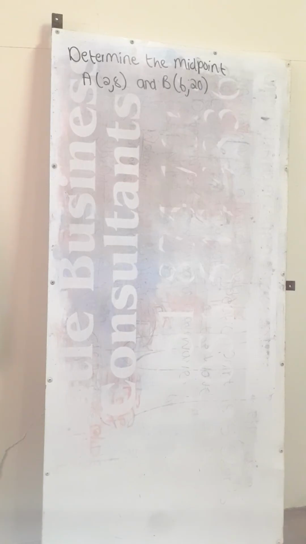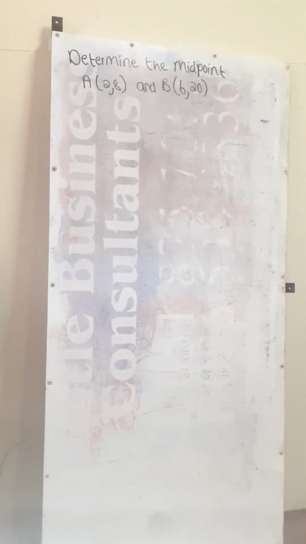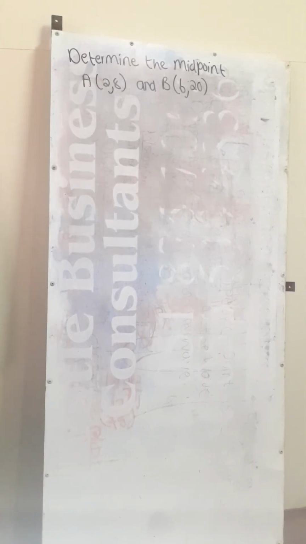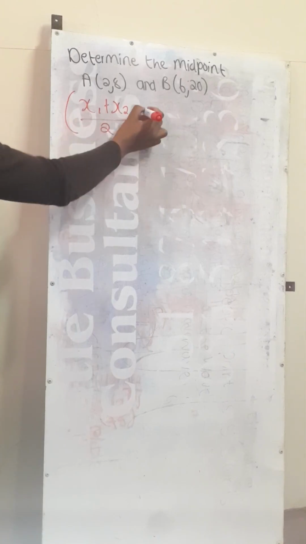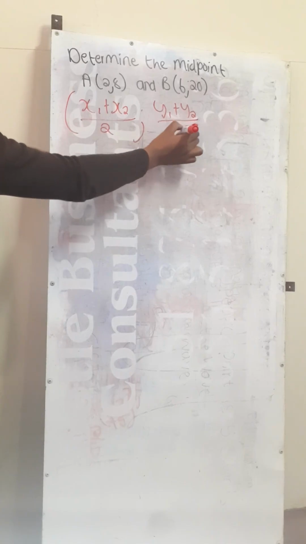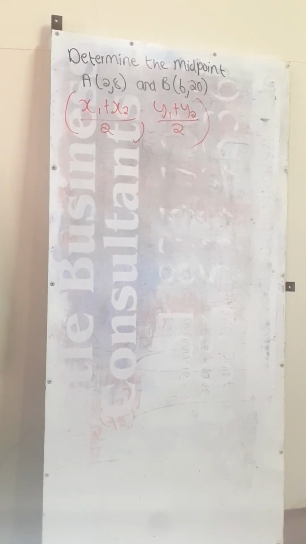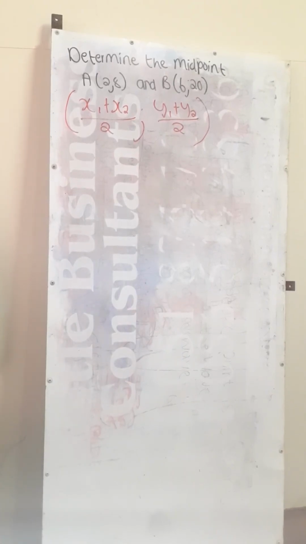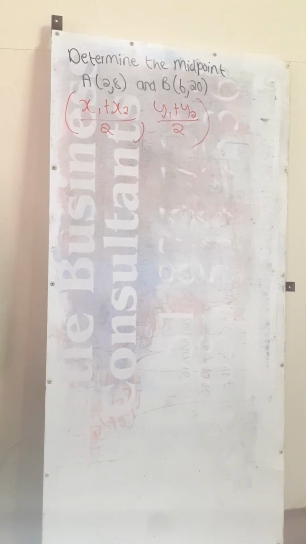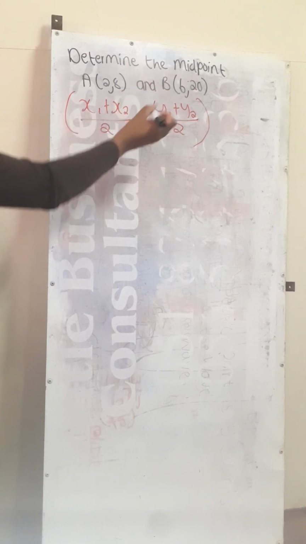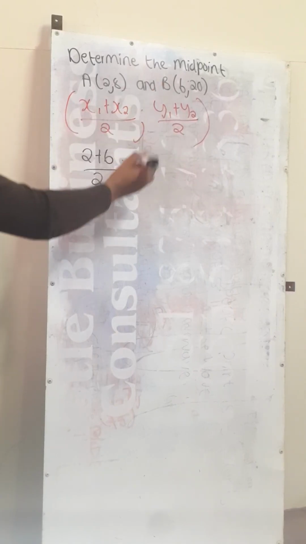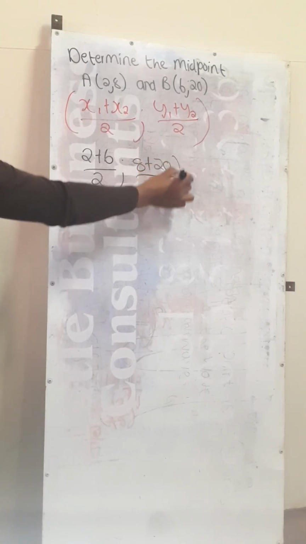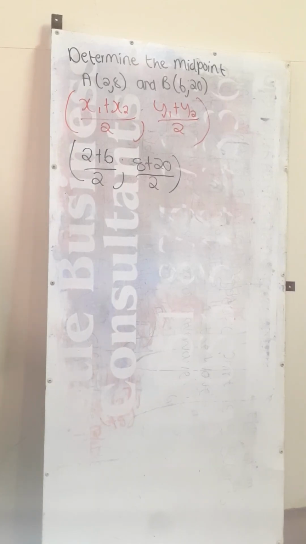Yes, now we are going to be calculating the midpoint. As I have shown you, we have to calculate the midpoint of these 2 points, and the midpoint is x1 plus x2 all over 2, and then y1 plus y2 all over 2. This is the formula of the midpoint. Now what we have to do is substitute. So this is x1 and this is x2, so that will be 2 plus 6 all over 2, and then 8 plus 20 all over 2.